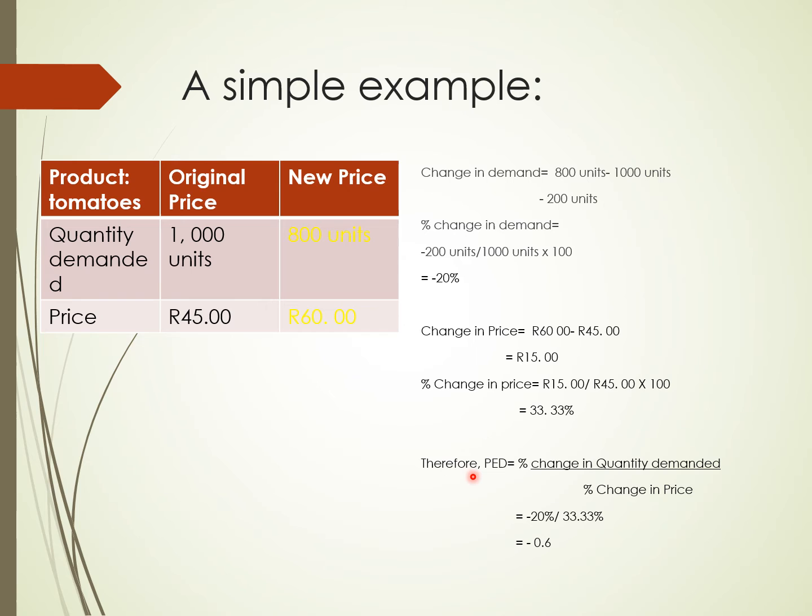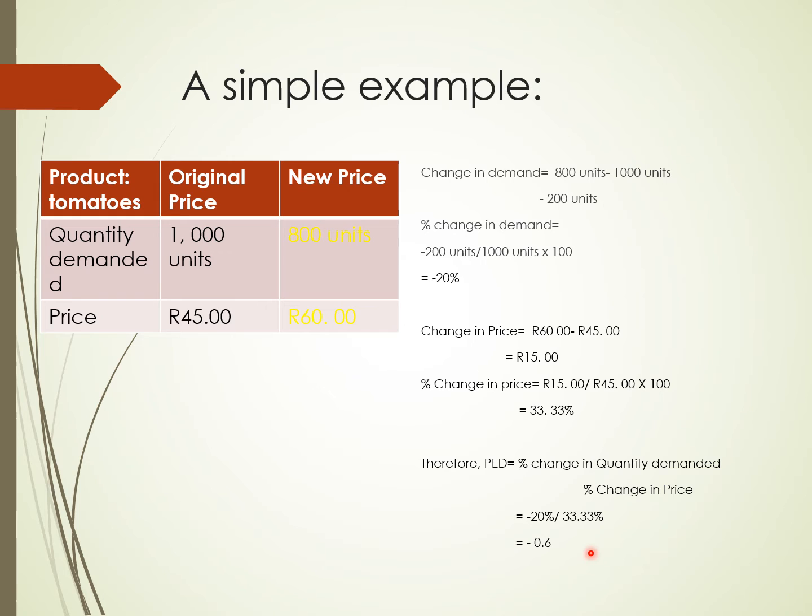Therefore, the PED is equal to the percentage change in quantity demanded divided by the percentage change in price. So we take this percentage change in quantity demanded, which is negative 20% here, and we divide it by the percentage change in price, which is 33.3%, and our answer is going to be negative 0.6. So basically, we take 0.6 and we ignore the negative sign.